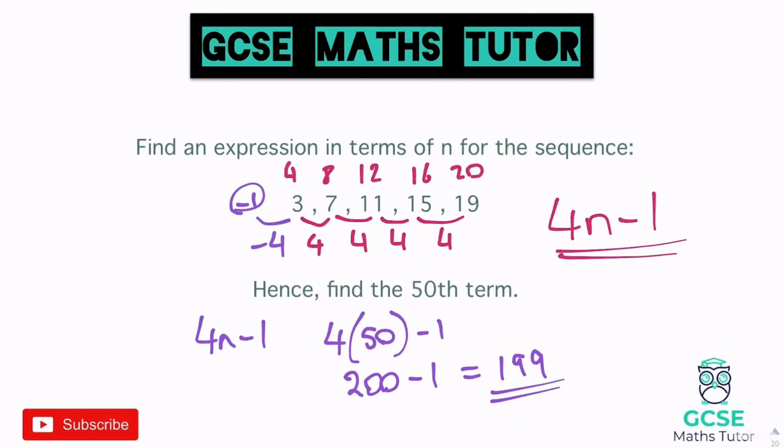Just thinking, if you didn't have this nth term, you'd have to just keep counting up from 19, so you'd go 23, 27 and so on, and you'd have to keep counting up to the 50th term, and it'd take you quite a long time, so this is a nice little shortcut for that.